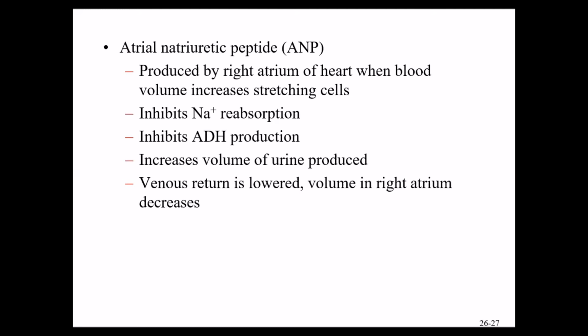Basically, you can think of ANP as the opposite of aldosterone because it's blocking sodium reabsorption, and it also inhibits ADH production. If you block the sodium reabsorption, that allows you to get rid of more fluid, and so it increases the volume of urine that's produced. Whenever you lower that, then you lower blood pressure. And so ANP is also used to help balance out your GFR as well.